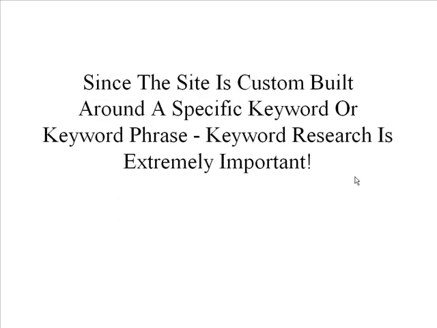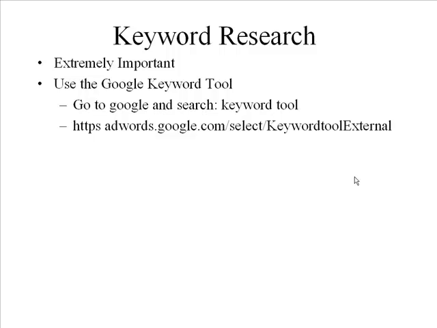But I also wanted to spend a minute because there's a lot of people who get confused on what we're talking about when we're talking about keyword research. I just want to go over it because it's so important in the development of these sites. What we do is we use what's known as the Google Keyword Tool to do our research. If you go to google.com and do a search on Keyword Tool, it's always going to be the first result that comes up, not the one that's highlighted in the sponsored link. It's the one right below that.